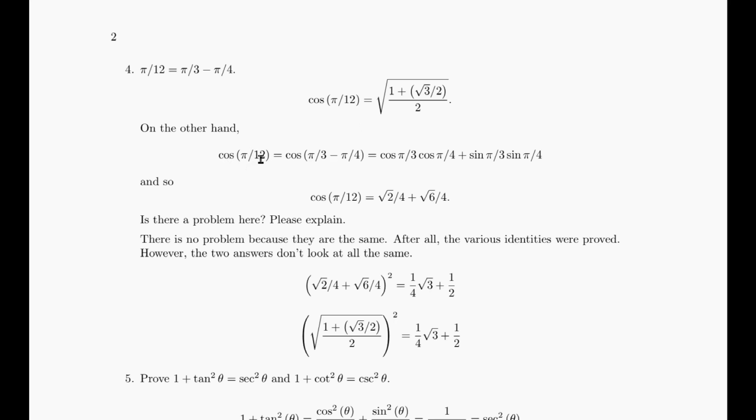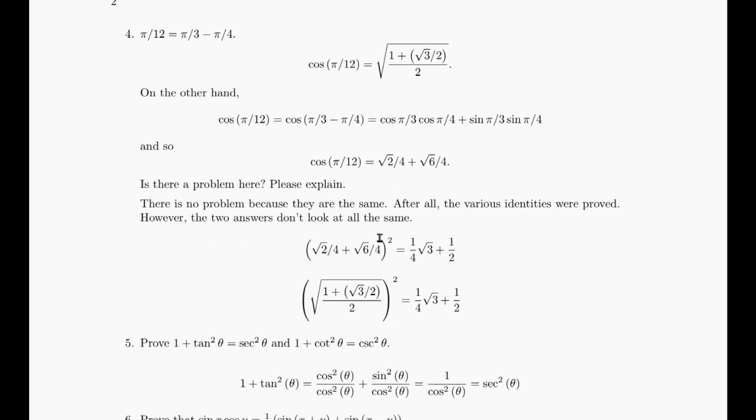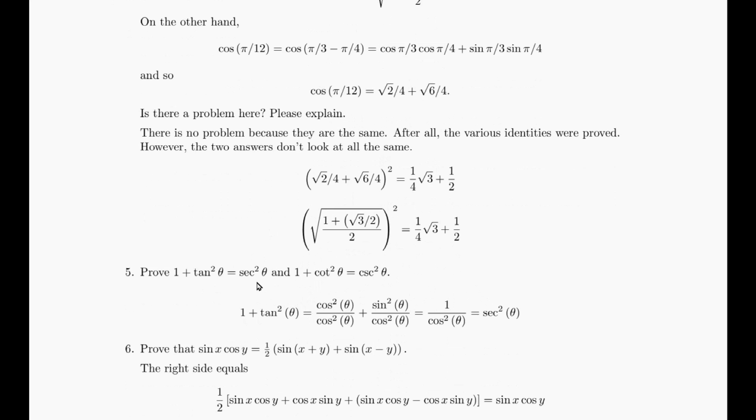Now cosine of pi twelfths is also cosine of pi thirds minus pi fourths. So if I use the other identity, I get this. And now I would ask, this doesn't look anything like that. But in fact, they are the same, although they don't look the same. If I square this one, I get this. And if I square this one, I get the same thing. So yes, these are the same because this is positive, this is in the first quadrant, so there's no plus or minus to worry about.